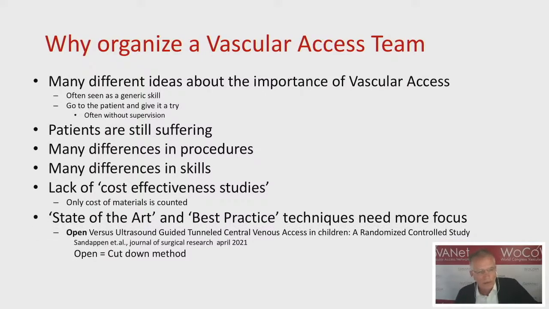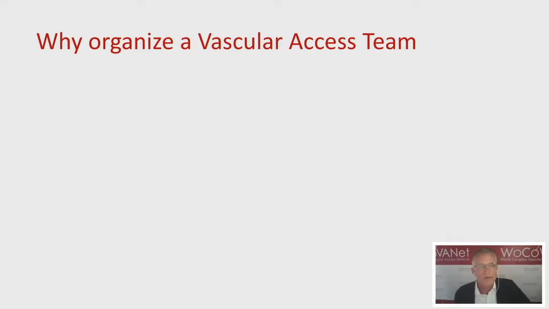Recently, looking at state-of-the-art and best practice techniques, we all know what it looks like and what we should do. But a recent publication, shared in a forum, was about open versus ultrasound-guided tunneled central venous access in children, a randomized controlled trial. Open stands for the cut-down method, and we all know that this cut-down method is still done by many clinicians. It means that we still have a lot of work to do, and one part of this is having a team to get this improvement done.